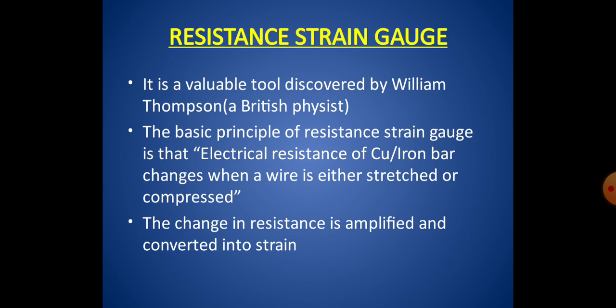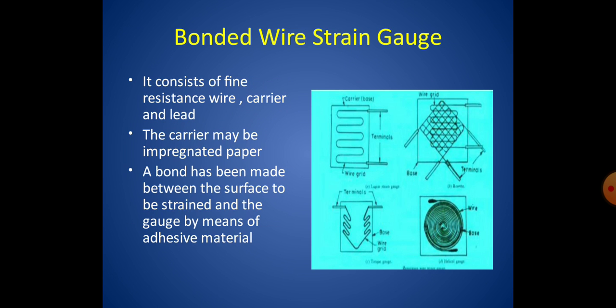Resistance strain gauge is a valuable tool discovered by William Thomson. The basic principle of the resistance strain gauge is that the electrical resistance of a copper or iron wire changes when the wire is either stretched or compressed. That is, resistance is directly proportional to length. The change in resistance is amplified and converted into strain. This is the bonded type strain gauge. It has a lead copper wire and a carrier, which may be impregnated paper. A bond has been made between the surface to be strained and the gauge by means of adhesive material.